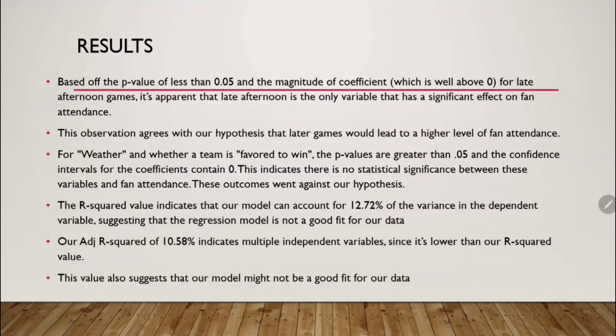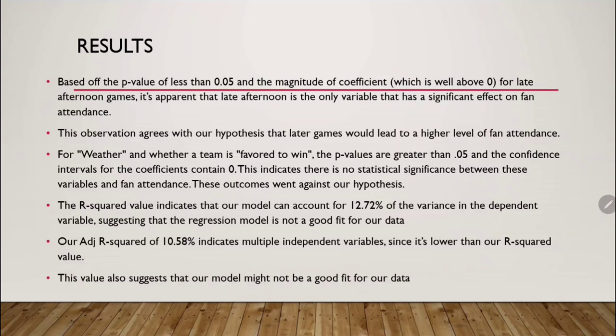So for the results, based off the p-value of less than 0.05 and the magnitude of coefficient for late afternoon games, it's apparent that late afternoon is the only variable that has a significant effect on fan attendance. This observation agrees with our hypothesis that later games will lead to a higher level of fan attendance. For weather, and whether a team is favored to win, the p-values are greater than 0.05, and the confidence intervals for the coefficients contain 0. This indicates there is no statistical significance between these variables and fan attendance. These outcomes went against our hypothesis.